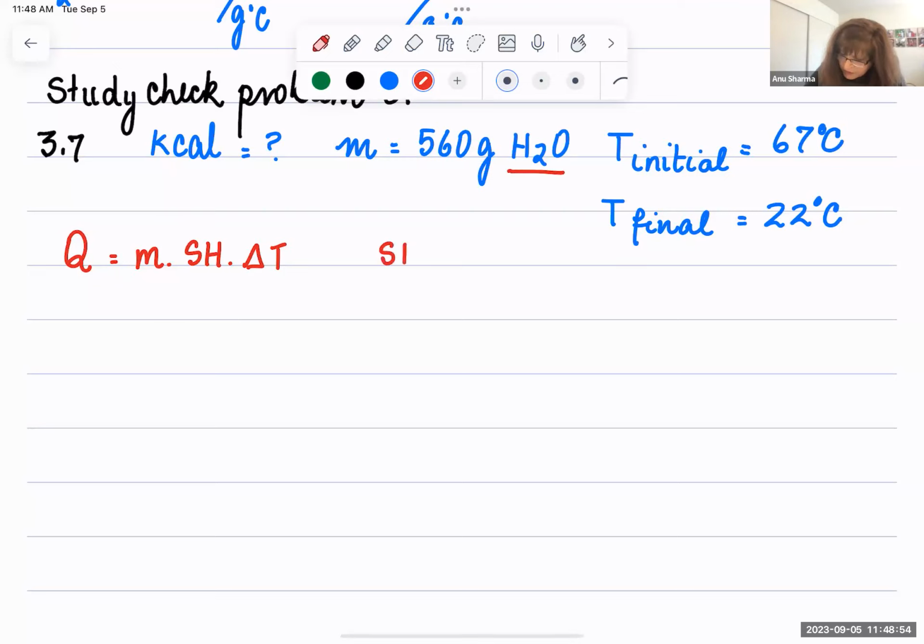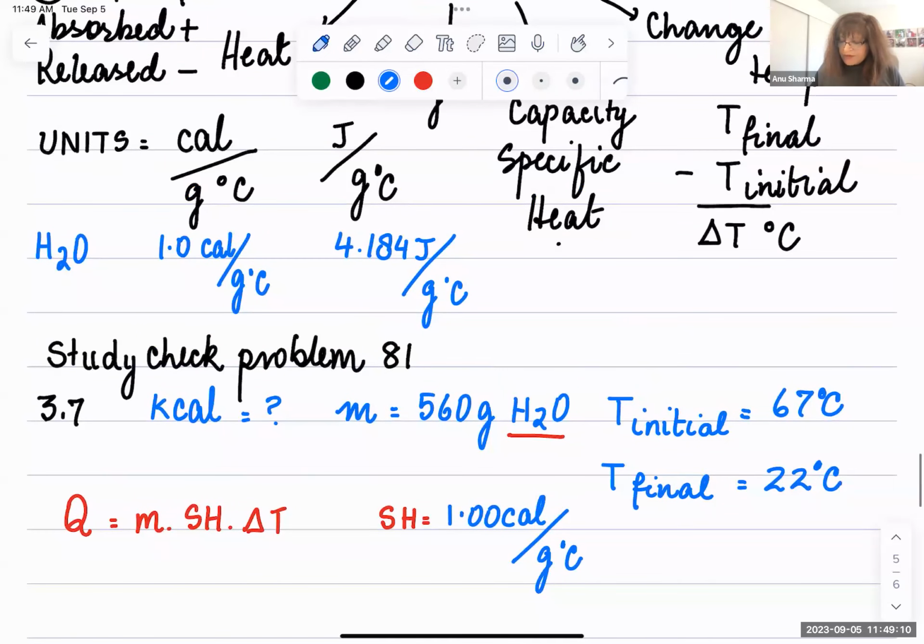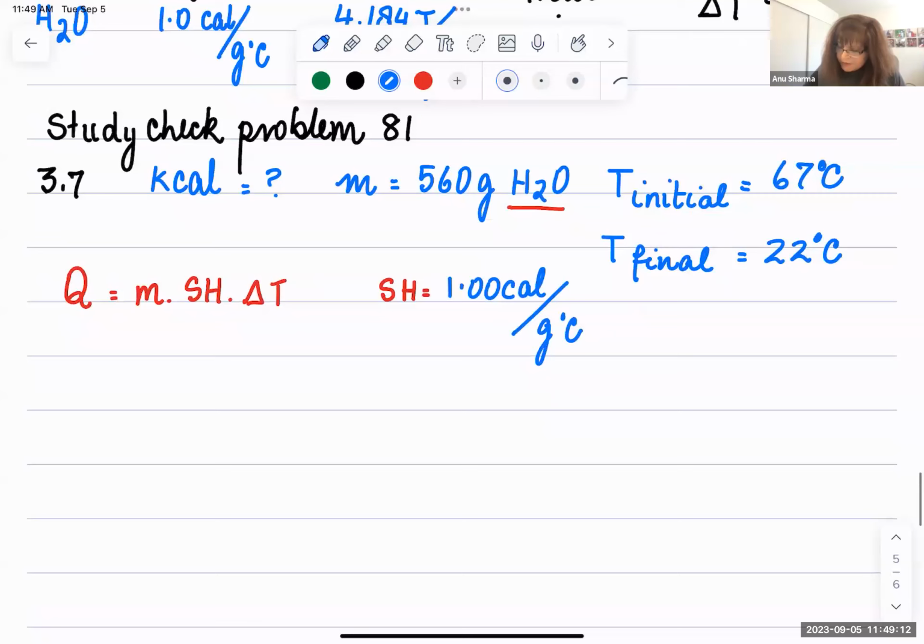So the specific heat of water in terms of calories is 1.00 calories per gram degree Celsius. Okay, calories per gram degree Celsius. That's the specific heat for water. Now delta T you will have to find. Delta T is T final minus T initial.